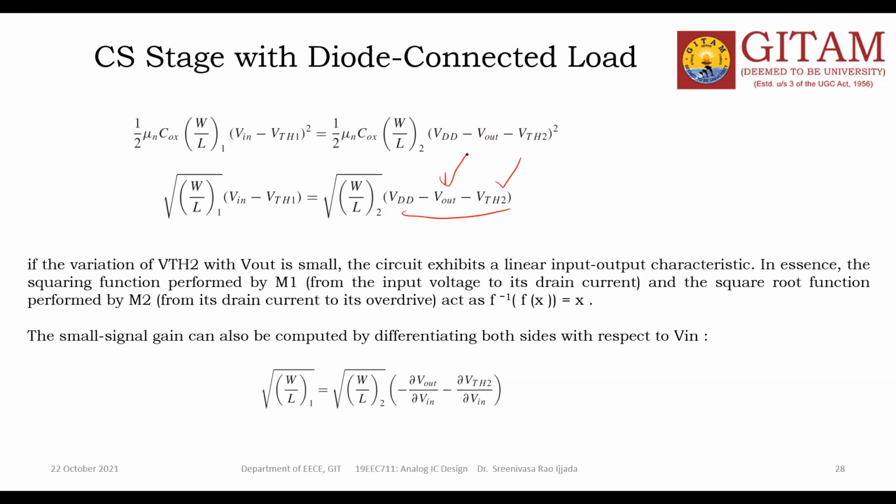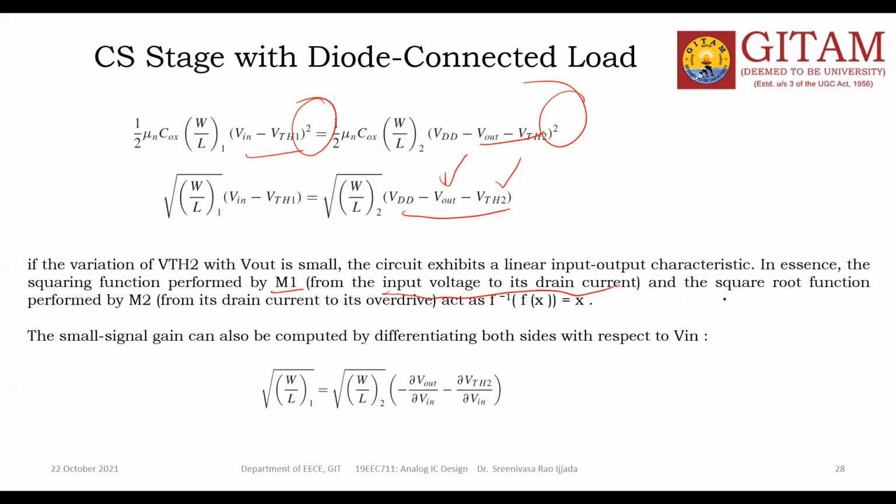And one more thing, the squaring function is performed by M1. M1 is the lower device. Generally the current equation comes like this with a squaring function. So the squaring function is performed by M1: the input voltage will be converted into the drain current.